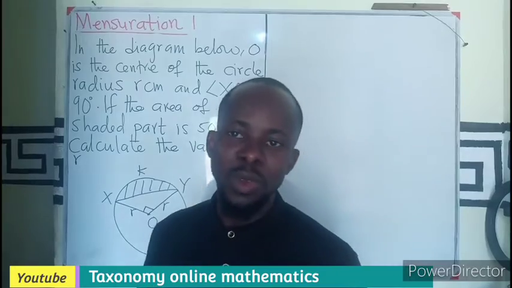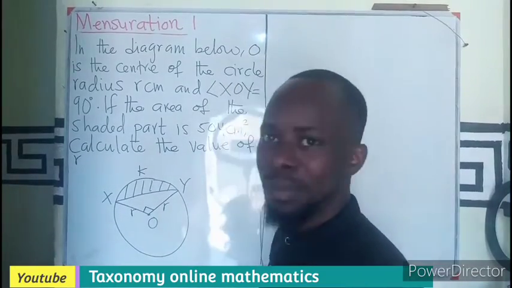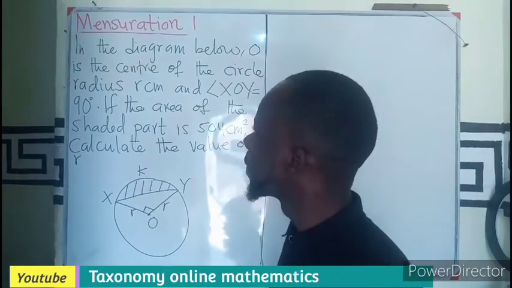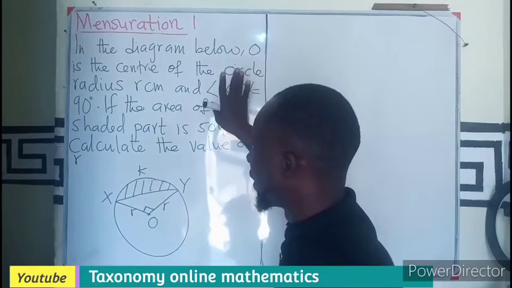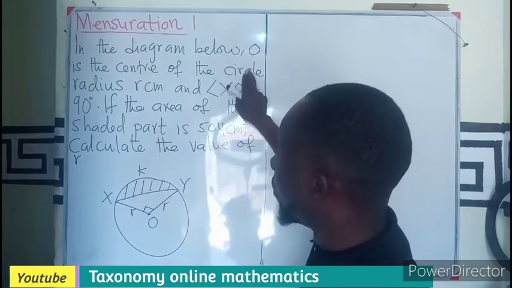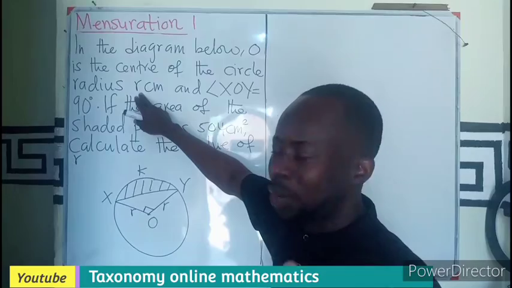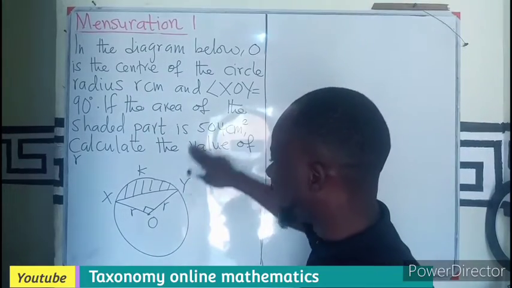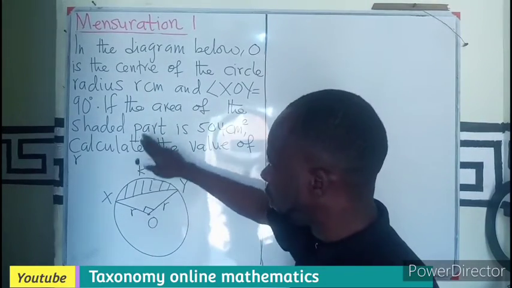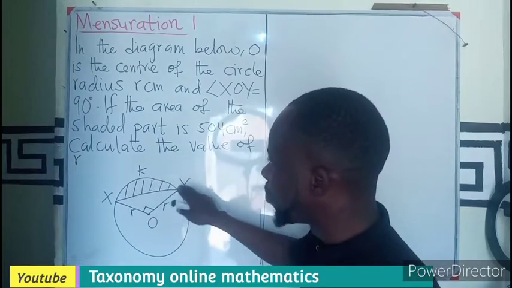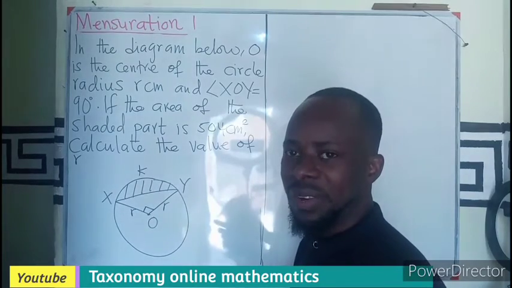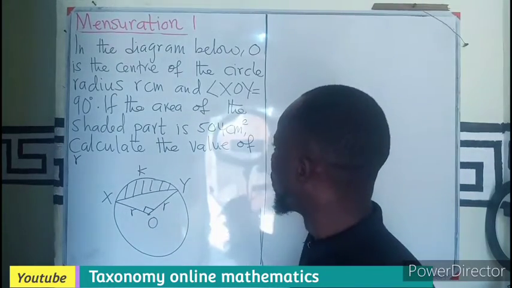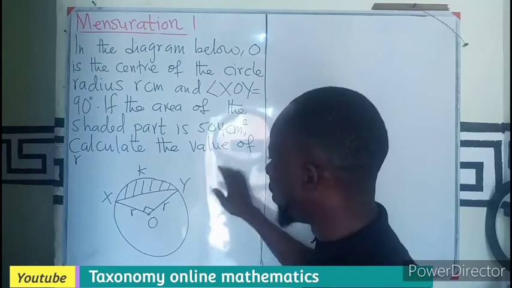In this video, we want to provide an answer to a question on mensuration. So in the diagram, the center is O. We have a radius of R which is unknown. The angle formed at the center is 90 degrees. If the area of the shaded part is given as 504, we are to calculate the value of R.